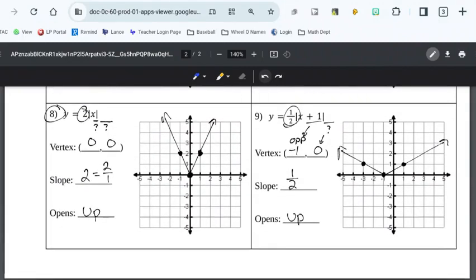And last but not least, we have number 9. The opposite of a positive 1 is -1. So our value for h, for our vertex, is -1. Again, there is nothing on the outside here, so k becomes 0. And then our slope is 1/2. It's positive, so our graph will be opening up.